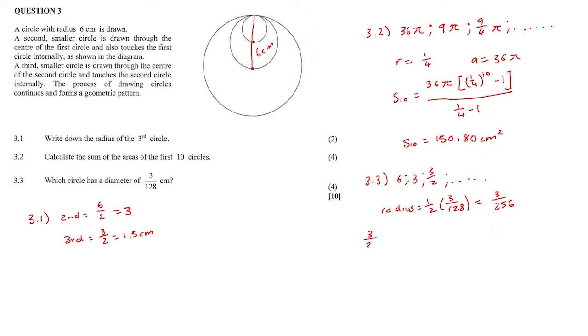We can then put our value into our term expression. So 3 over 256 is equal to a times r, so 6, which is our first term, and our r is a half, and then to the power n minus 1. When we divide by 6, we get 1 over 512 is equal to 1 over 2 to the power n minus 1. And if we use shift fact, we get a half to the power 9 is equal to a half to the power n minus 1. So n minus 1 is equal to 9. Therefore, n is equal to 10. So the 10th circle will have a diameter of 3 over 128 centimeters.